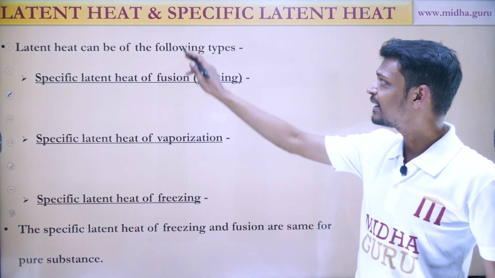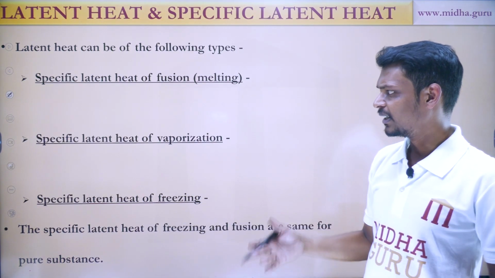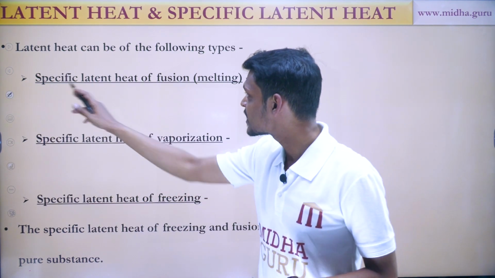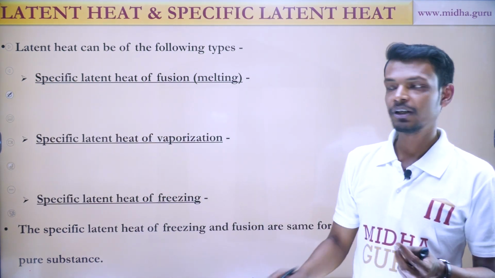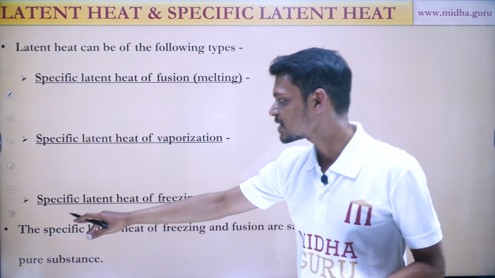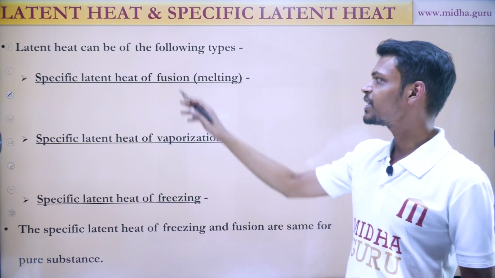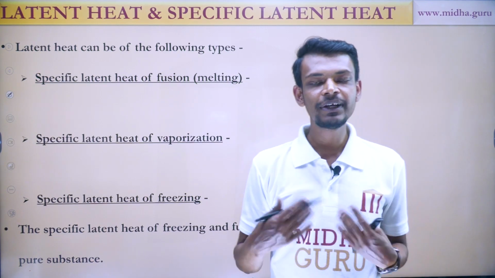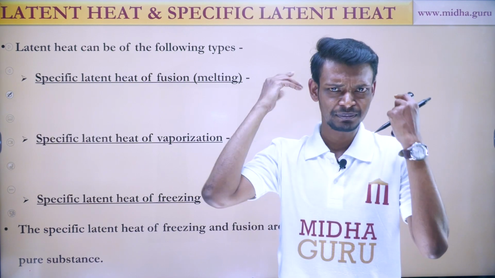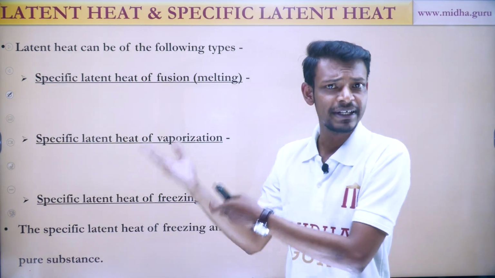Next, latent heat can be of the following types. In fact, these are some basic definitions that are given in your curriculum. First is specific latent heat of fusion, which we also call the specific latent heat of melting. Then we have a specific latent heat of vaporization and a specific latent heat of freezing. Now what is a specific latent heat of fusion? It is the amount of heat energy required to melt 1 kg of a solid into its liquid phase.